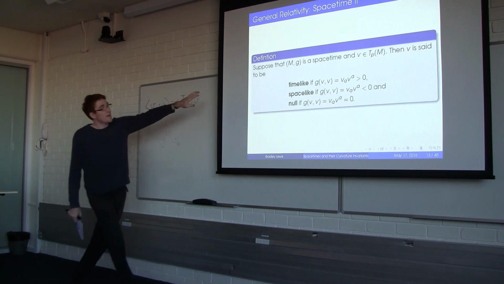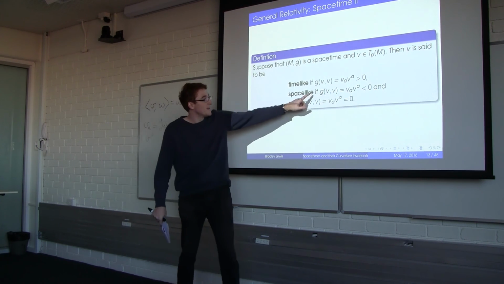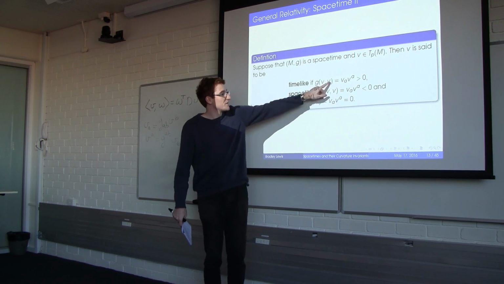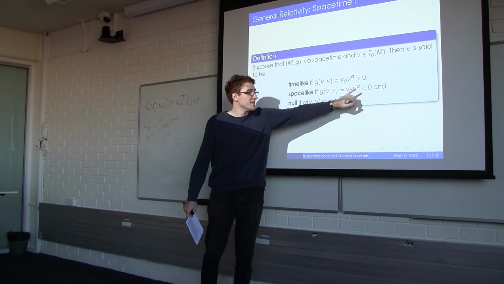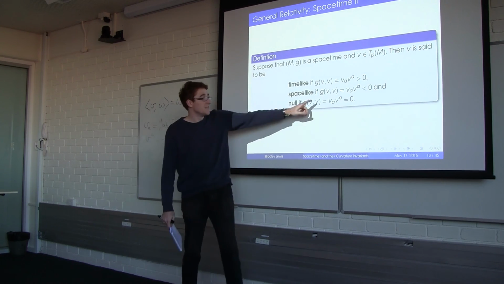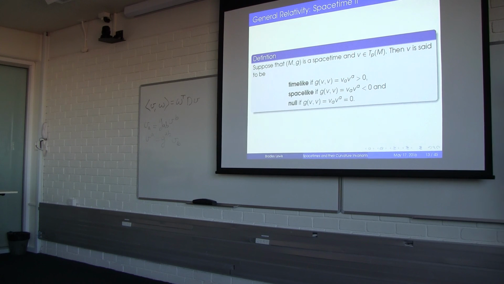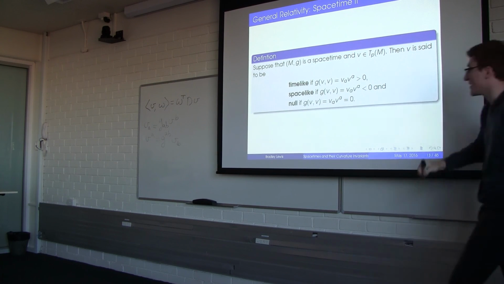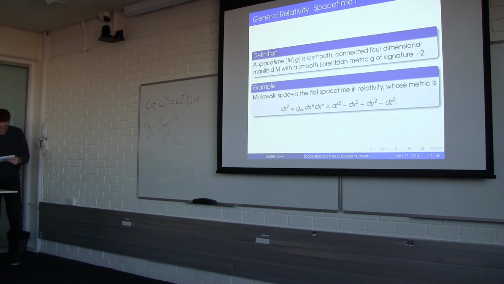So if (M, g) is a spacetime and V is a vector, then V is said to be time-like if its inner product with itself is greater than 0, space-like if its inner product with itself is less than 0, and null if its inner product with itself is equal to 0. And so for example, the vector which I'll denote V_A, which is given by (1, 1, 0, 0), has length 0 in this Minkowski space metric, which was given here.